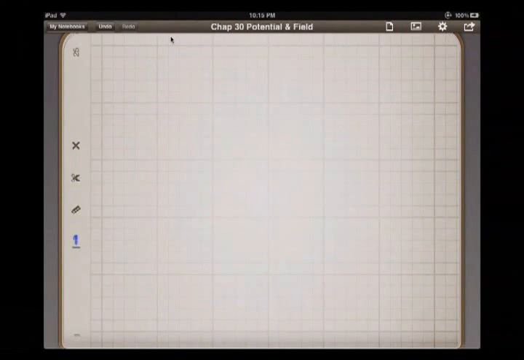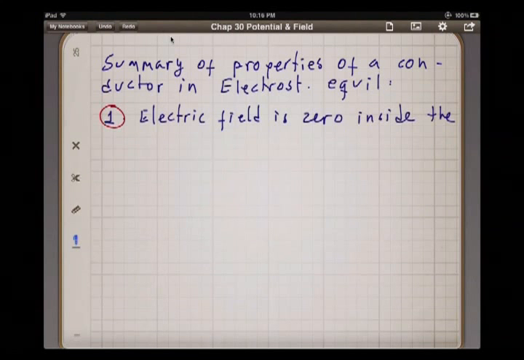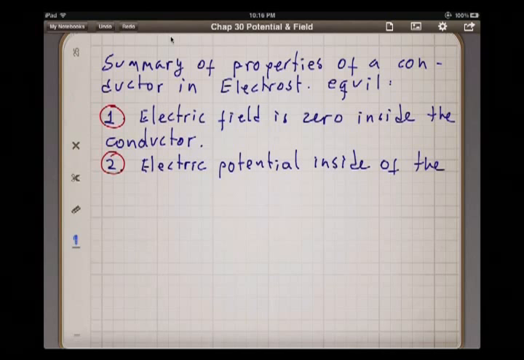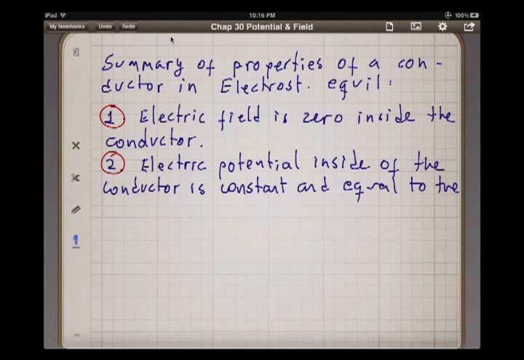Let's now do a summary of the properties of a conductor, of the things that we have discussed and some other consequences of them. So the first property is that the electric field is zero inside a conductor. From this property, we obtain the result that the electric potential inside of a conductor is constant, and it's the same on the surface of the conductor. Same on the surface, the same inside.